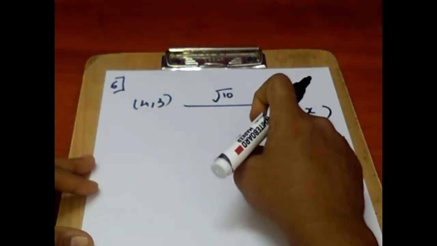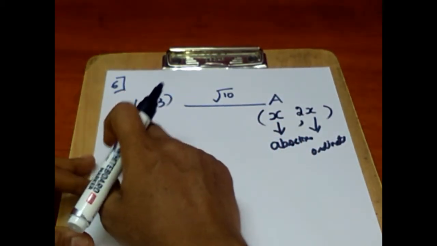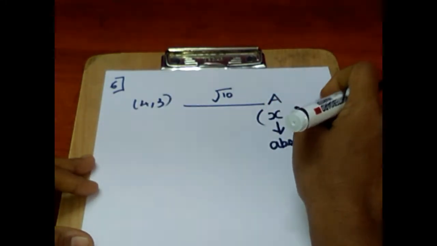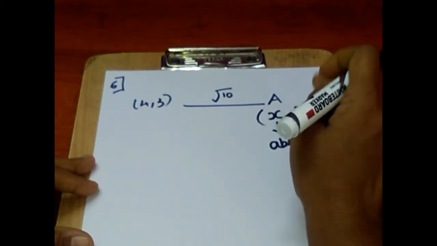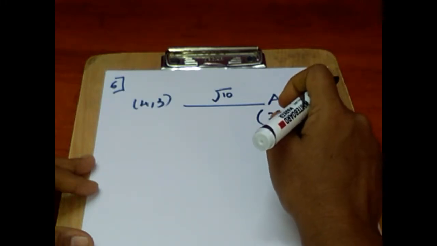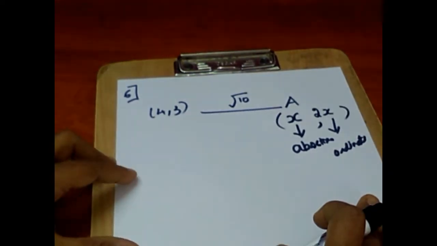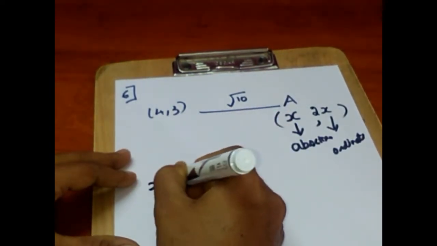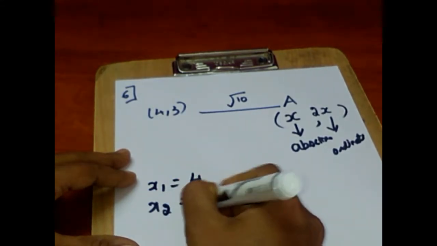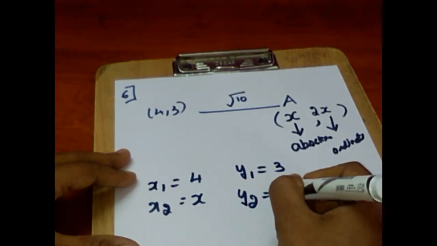There is a point A which is at a distance of root 10 units from point 4, 3. And the point A is defined in such a way that its ordinate is twice its abscissa. So let us consider abscissa as x and ordinate as 2x. Now find the distance between these two points. x1 is 4, x2 is x, y1 is 3, y2 is equal to 2x.